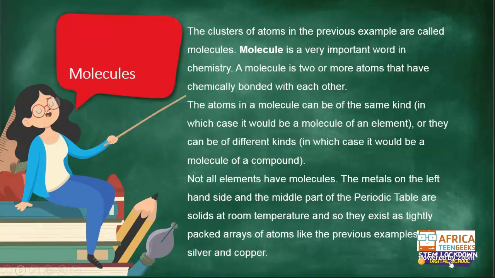So, the atoms in a molecule can be the same kind, in which case it would be a molecule of an element, or they can be of different kinds, in which case it would be a molecule of a compound. Now, not all elements have molecules. The elements on the left-hand side and the middle part of the periodic table are solids at room temperature, so they exist as tightly packed arrays of atoms like the previous examples of silver and copper.